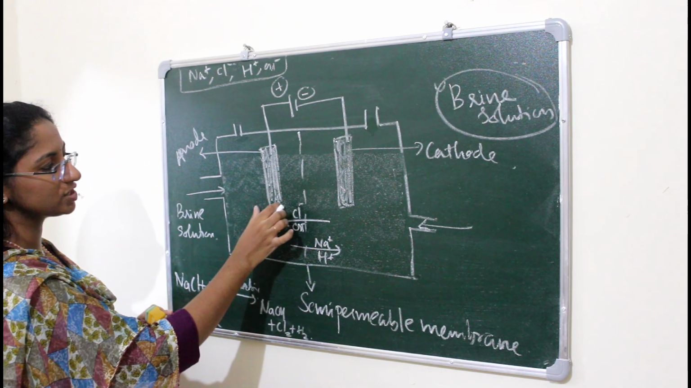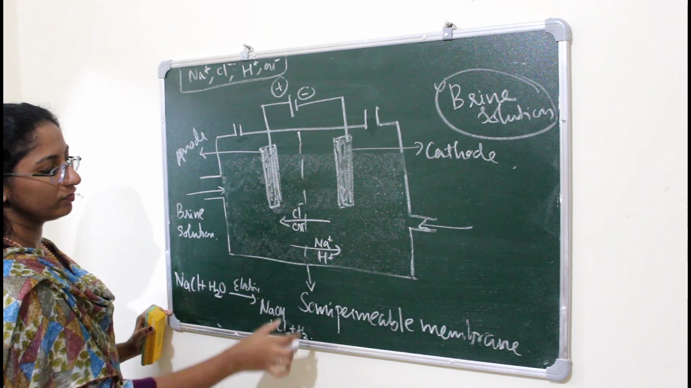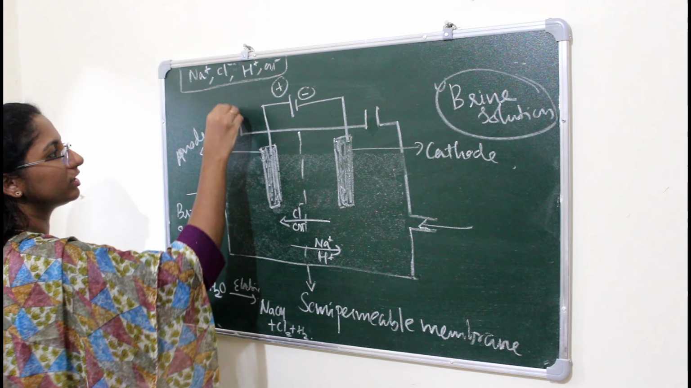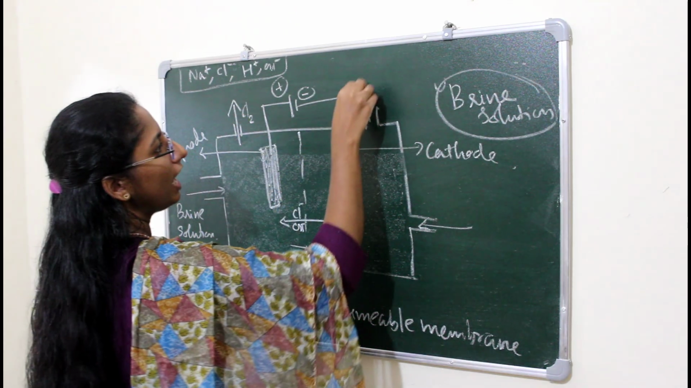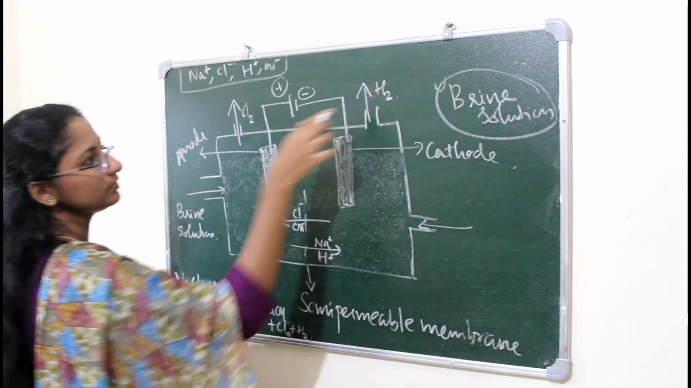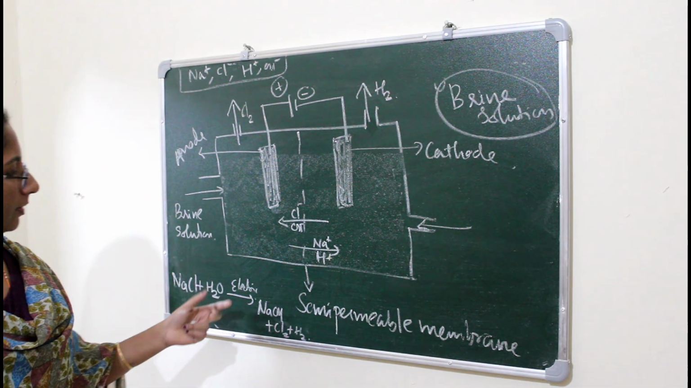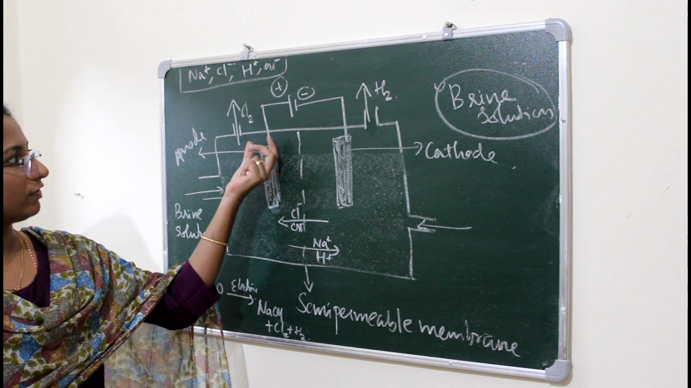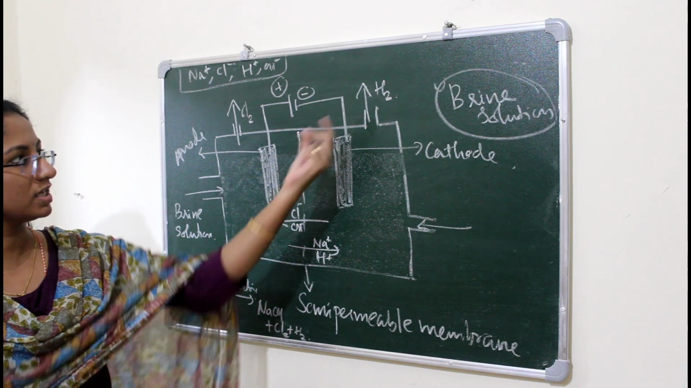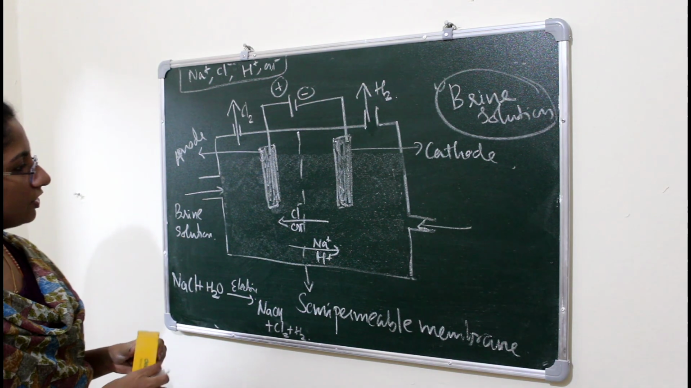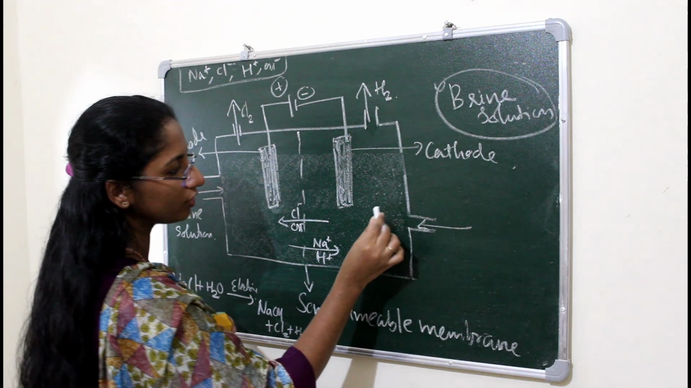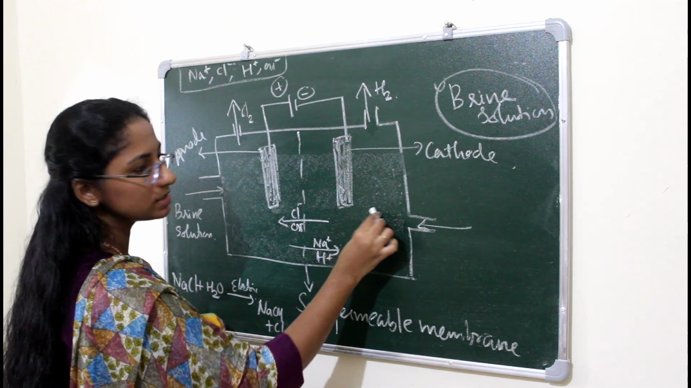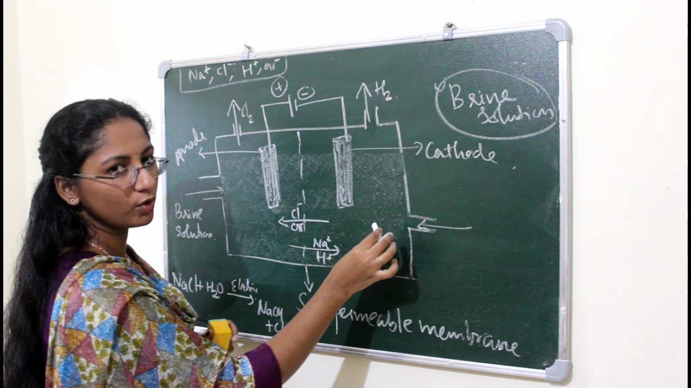So which gas is formed from this anode? We can say that it is chlorine gas. Chlorine gas is formed from anode, and hydrogen gas is evolved from this cathode. Along with that, we have sodium hydroxide, right? So sodium hydroxide will be formed near this cathode.